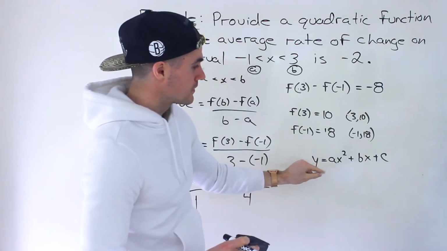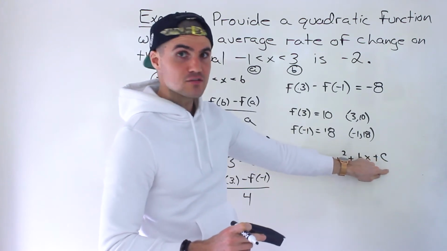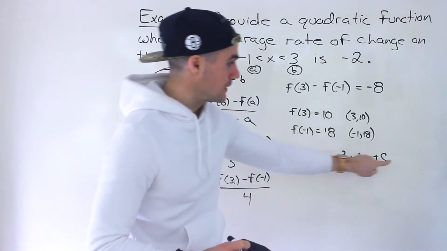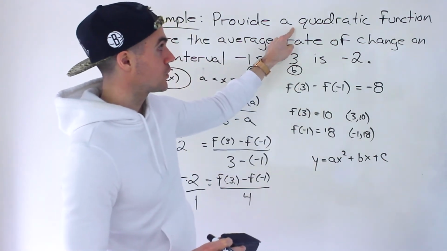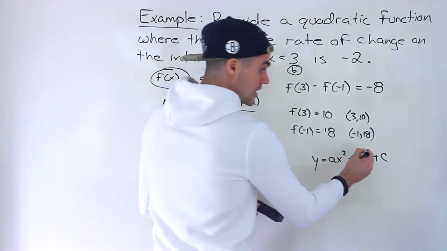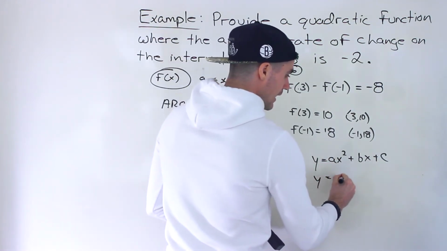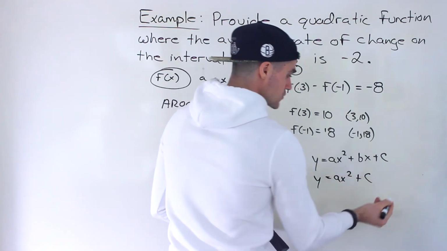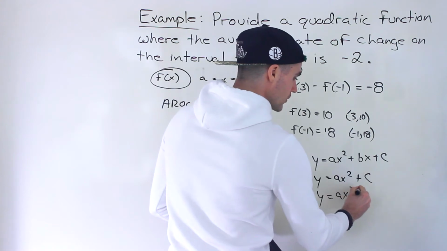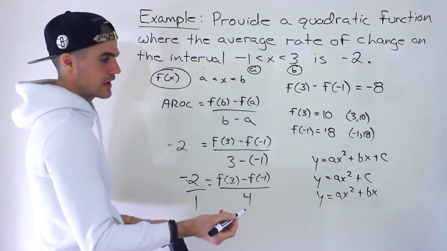What you want to do is either assume the b value is 0 or the c value is 0. We can't assume that the a value is going to be 0 because that would make it a linear function, and we need it to be a quadratic. So the a value definitely has to stay, but we can get rid of the b value, and the format of the quadratic would be ax squared plus c, or we can get rid of the c value, and then the format of the quadratic would be ax squared plus bx, like that.